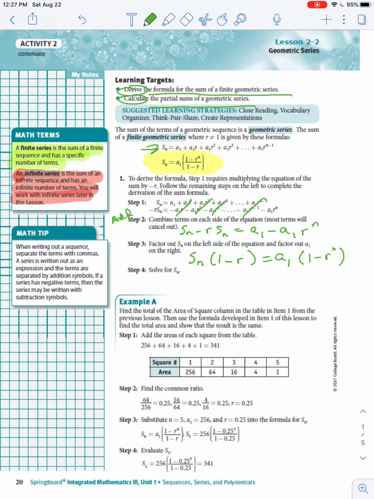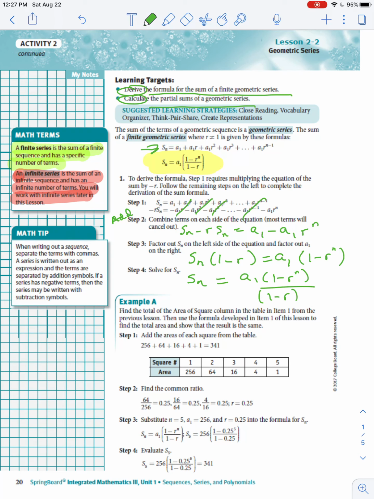We're just going to do a divide to get the S sub n by itself. So I'm going to divide both sides by 1 minus r, so that S sub n is alone. So I'm going to have a sub 1 times 1 minus r to the n, all divided by 1 minus r.